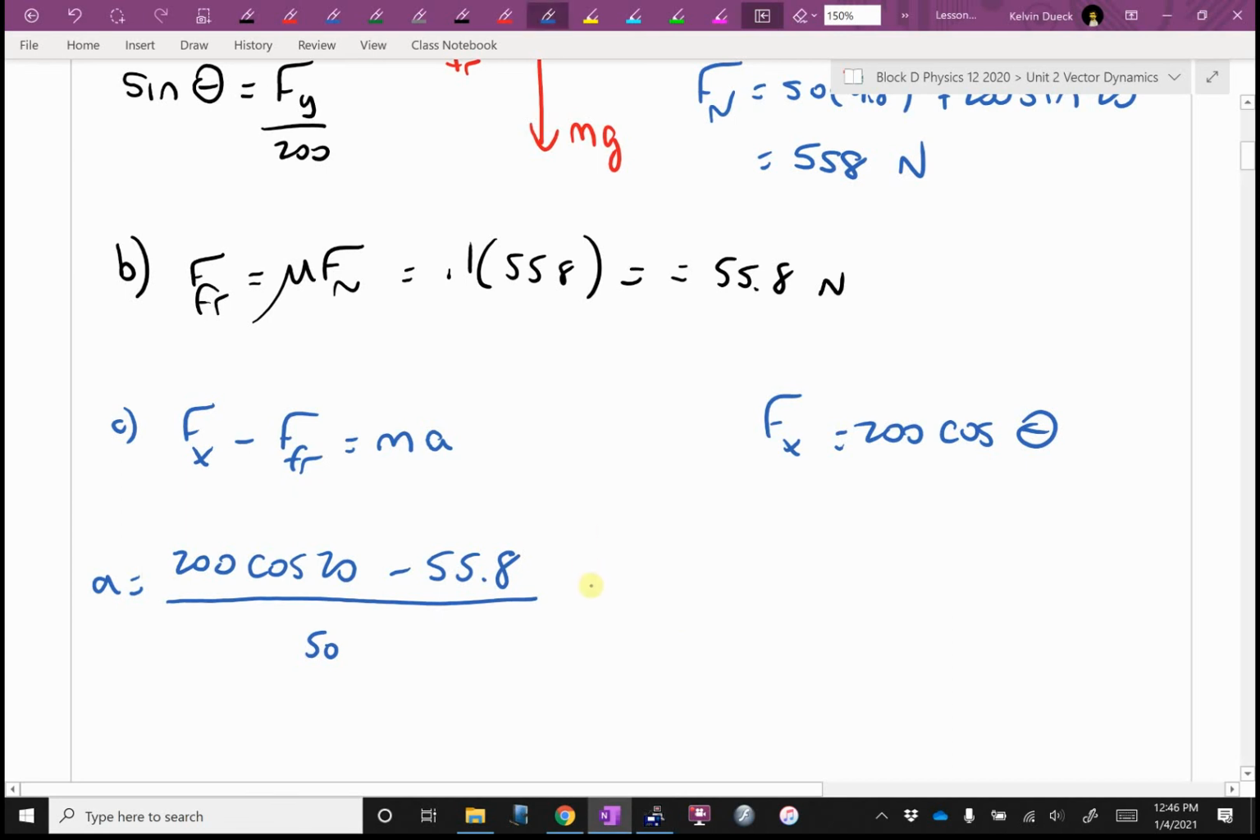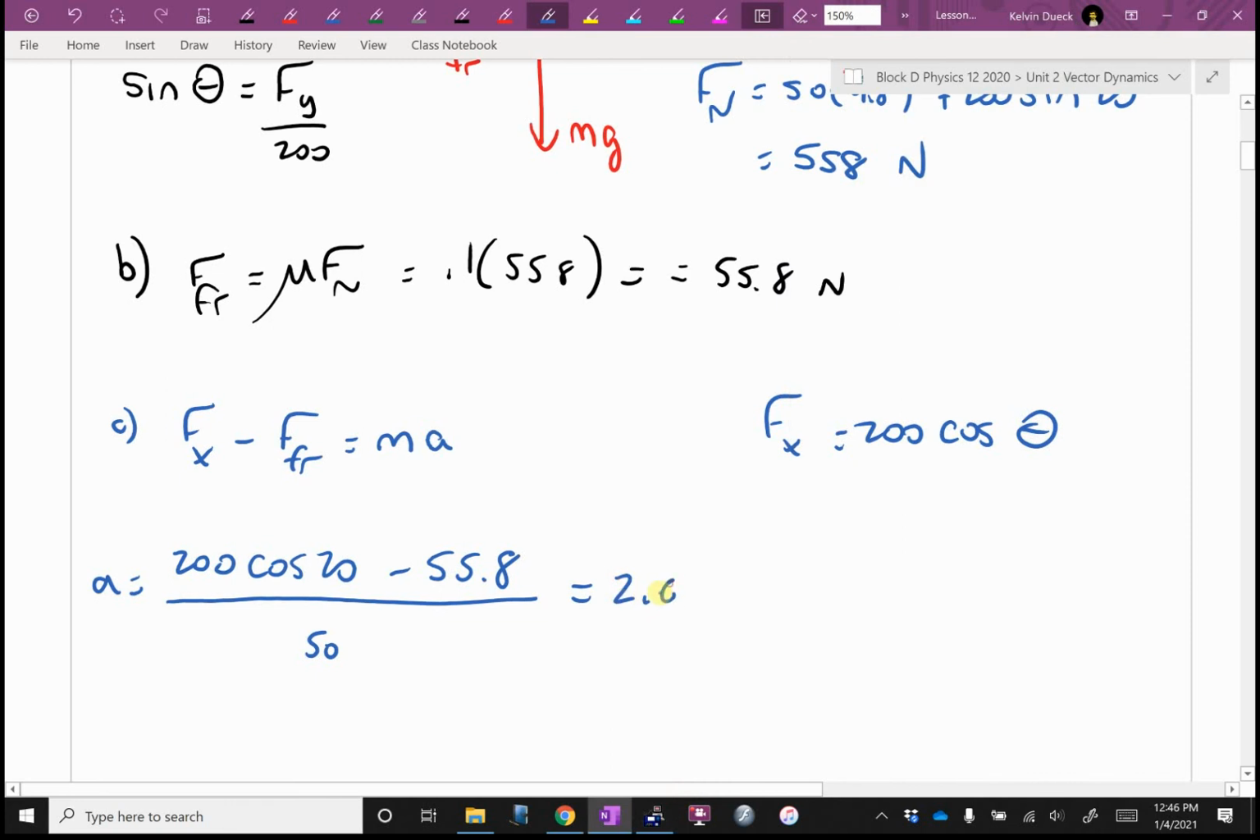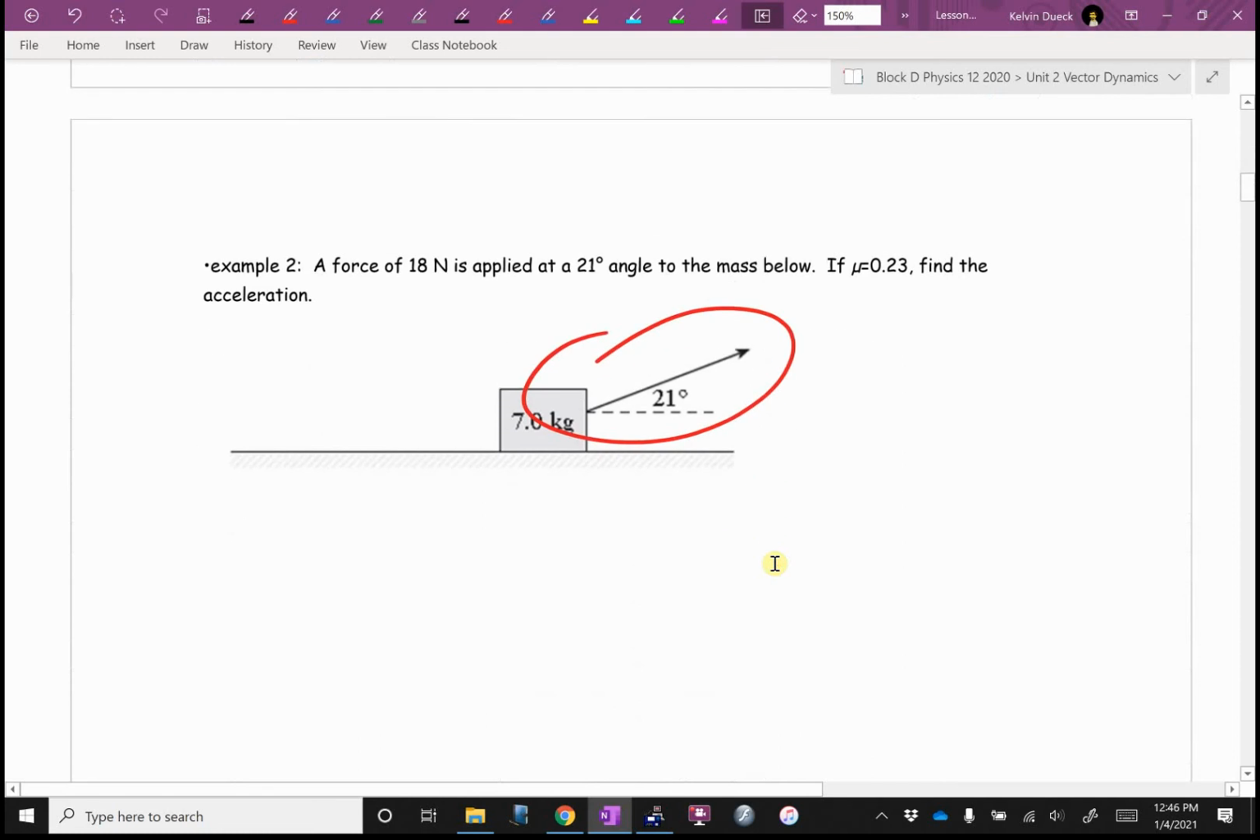Oh, write down the answer, Mr. Duke. 2.64 meters per second squared. Okay.